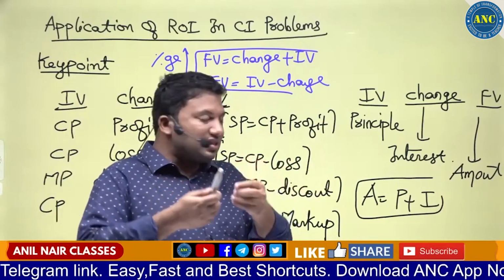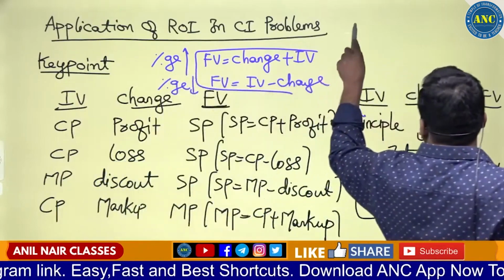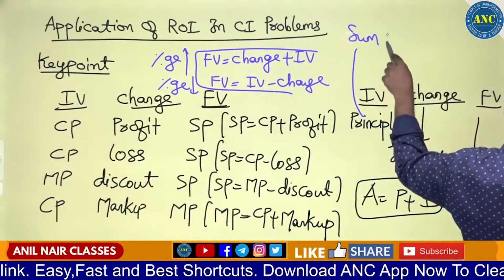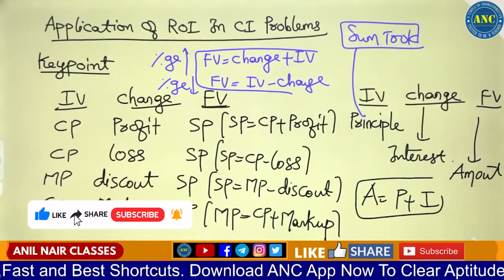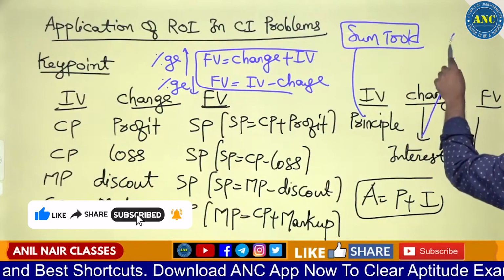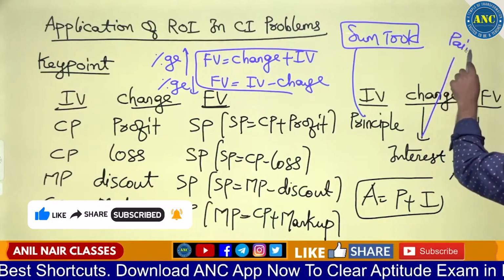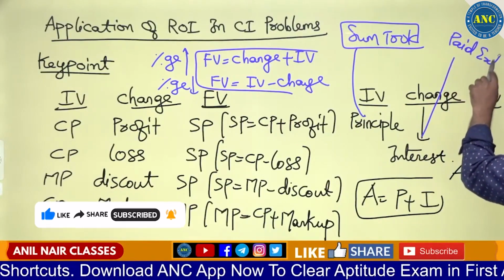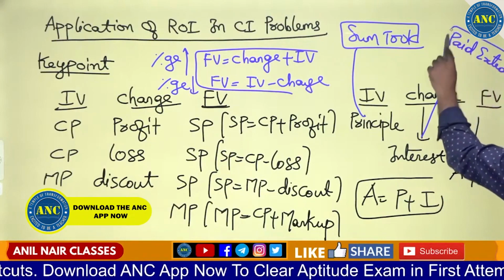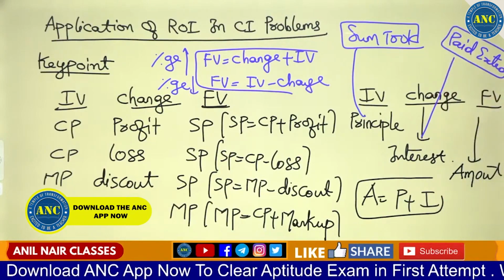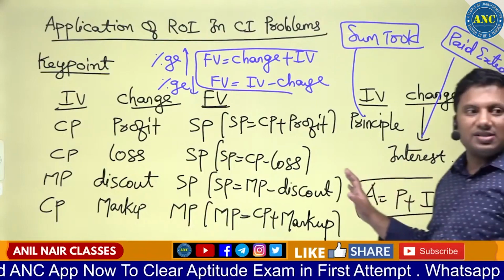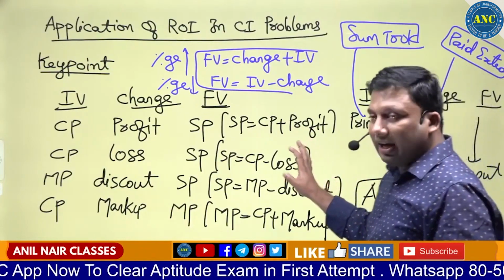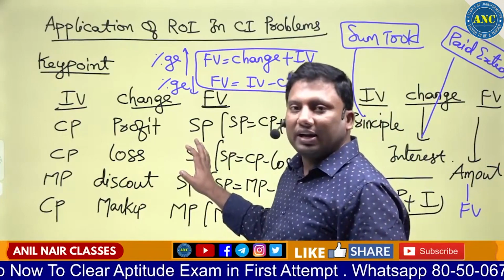Initial value is the sum I took. The sum which I took is called the principal. How much extra money did I pay? That is called the interest. Final value is called the amount. I hope this slide is very, very clear to you. Kindly reply if it is perfectly clear with you.